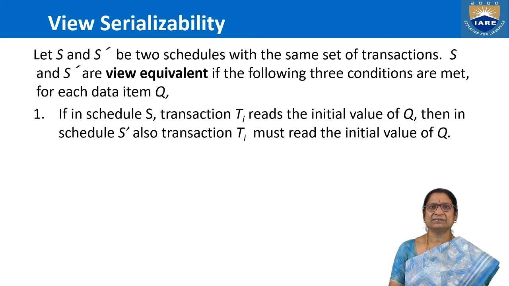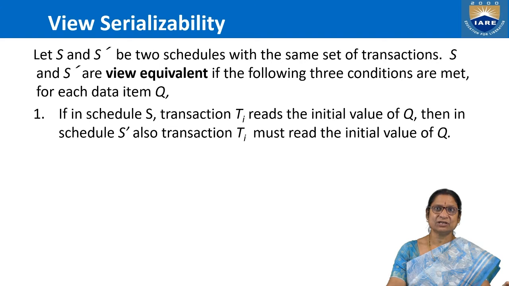Another technique for testing serializability is view serializability. What is view serializability? If you have two schedules, S and S dash, and those two schedules are view equivalent, then we call the respective schedule view serializable. If S and S dash are two schedules with the same set of transactions and they are view equivalent, then we can say that S dash is a serializable schedule.